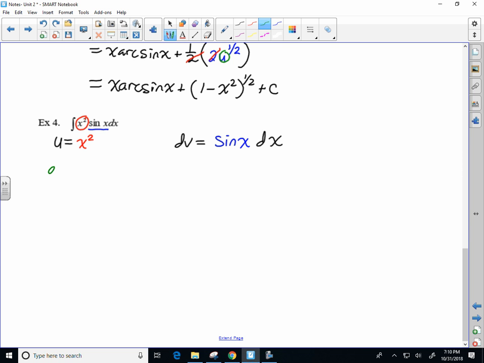Anyway, derivative, du equals 2x dx. And it was very rarely true, by the way. Antiderivative. v equals negative cosine x. So, perseverance is the name of the game. I have the integral x squared sine x dx.